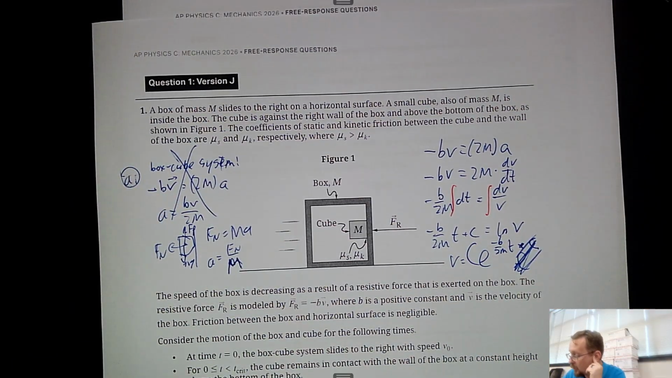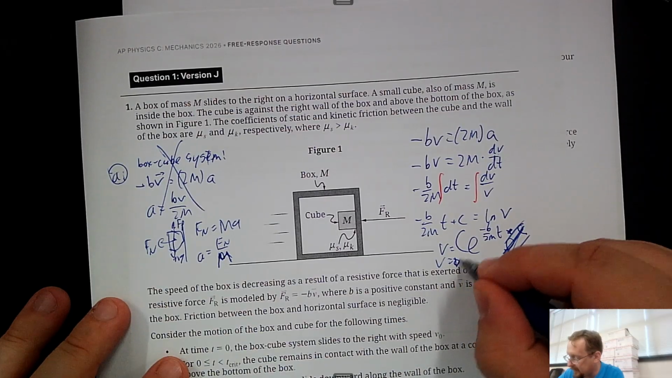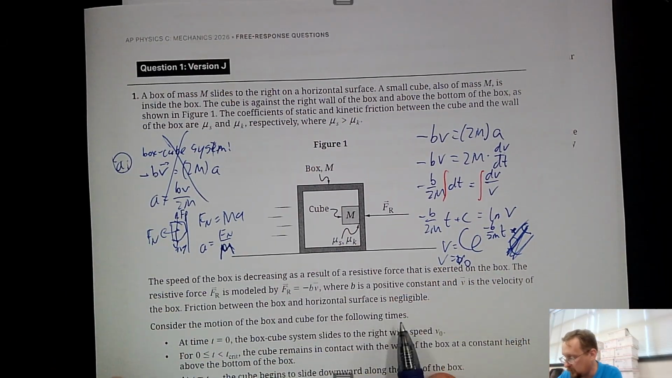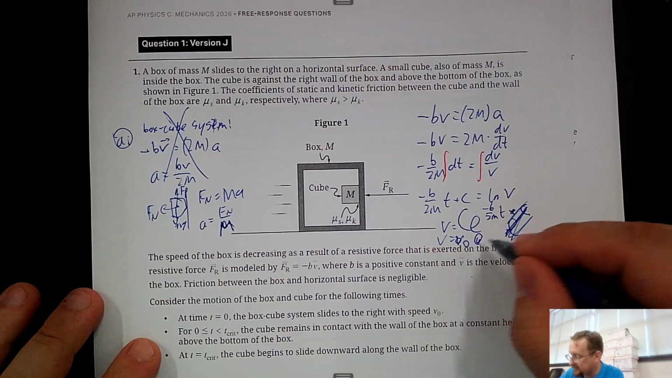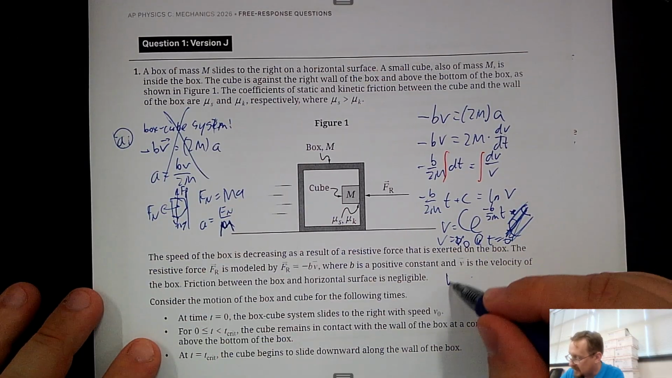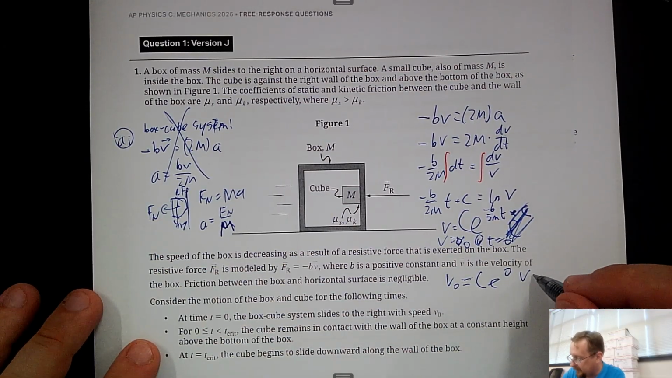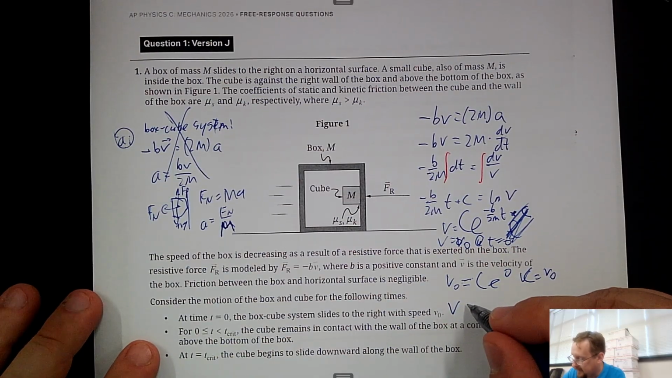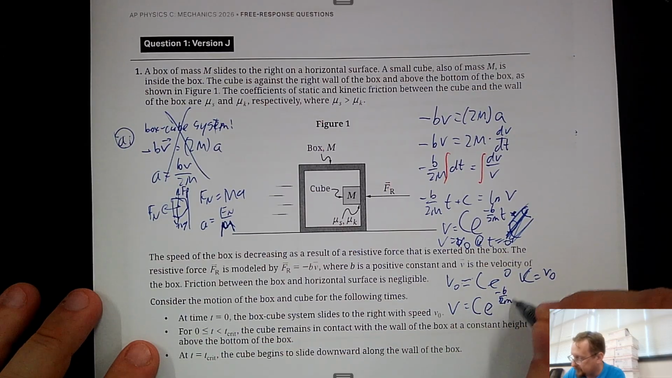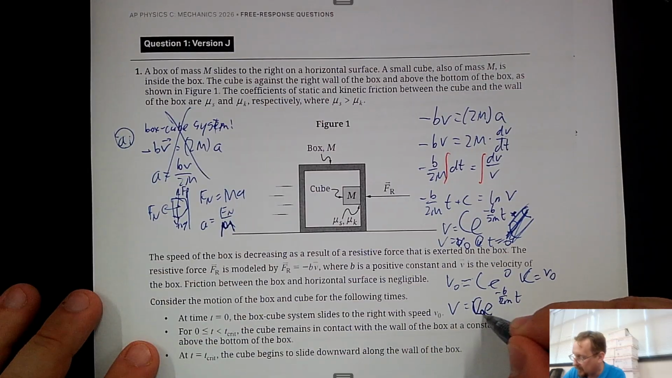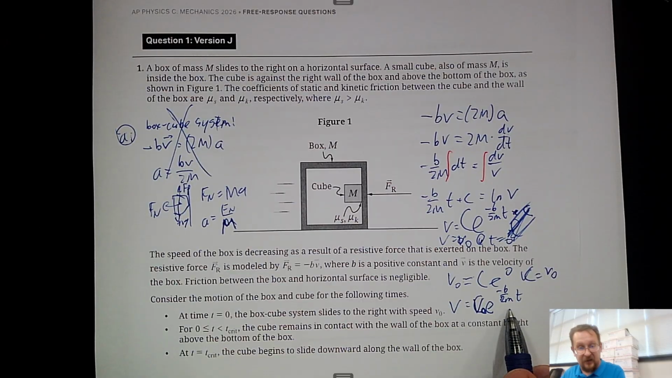Okay. So now I'm going to say that V equals V naught at t equals 0. So if I say v naught is equal to c e to the 0, then c is equal to v naught. So here we go. v equals c e to the minus b over 2m times t, with v naught for the c. All right, so now I did all that work just to get to this.